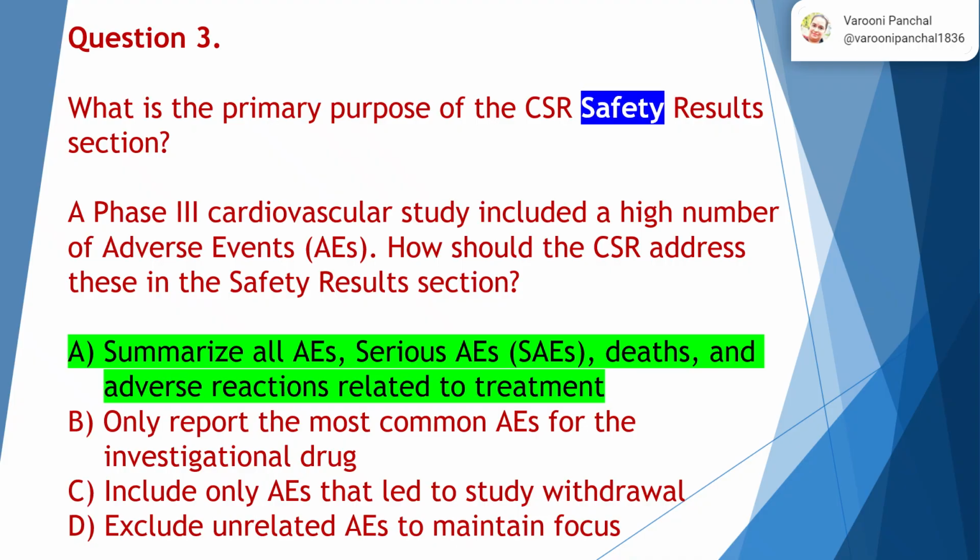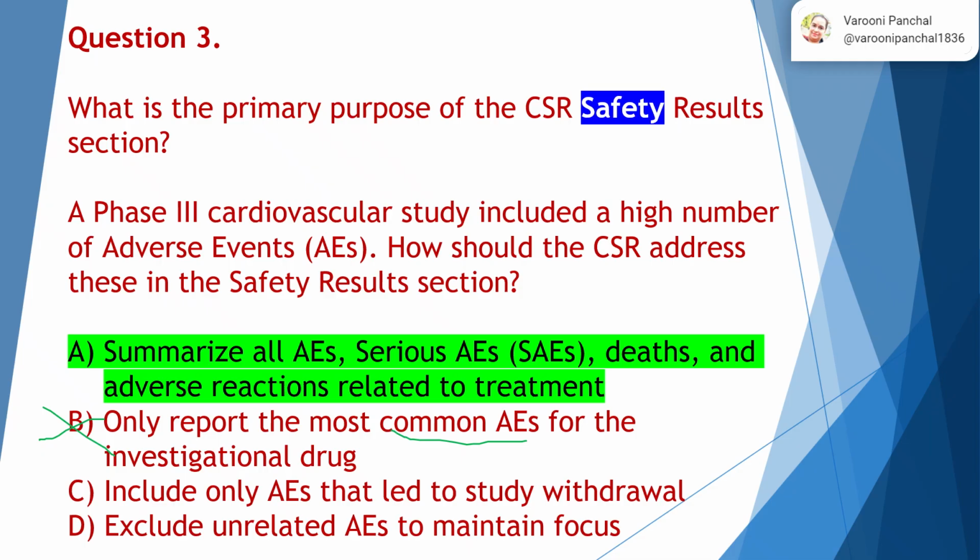Question 3. What is the primary purpose of the CSR safety results section? A phase 3 cardiovascular study included a high number of adverse events. How should the CSR address these in the safety results section? Option B says only report the most common AEs for the investigational drug. No, you cannot present only some of the common AEs. Wherever we are dealing with human patients in clinical trials, you need to present each and every adverse event in the tables, listings and figures. So this is not the right answer.